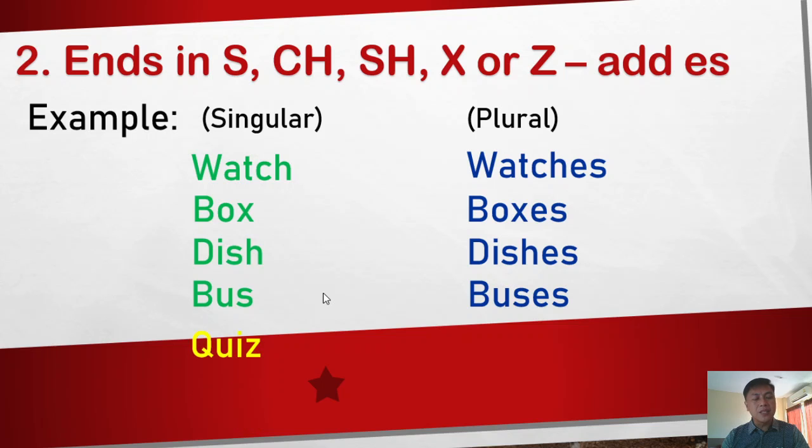Next is quiz. Look at that word. It ends with the letter z, so simply add es. That becomes quizzes. One quiz, two quizzes.